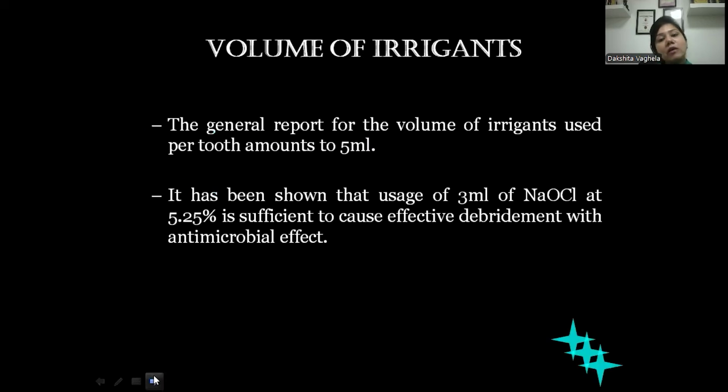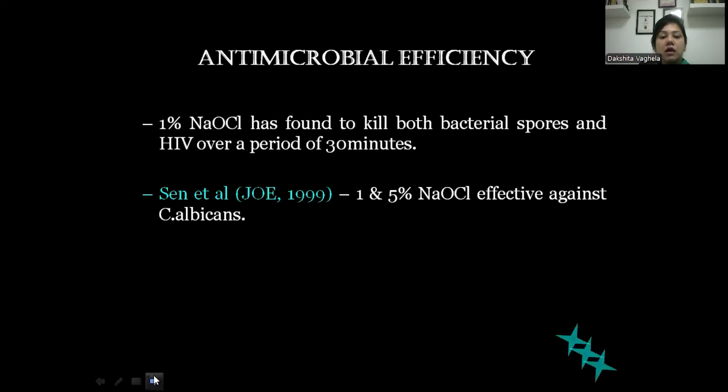So what is the ideal volume of irrigant that should be used? According to the literature, it has been found that per tooth, 5 ml of the volume is adequate, and up to 3 ml of sodium hypochlorite of 5.25% is sufficient to cause effective debridement with antimicrobial action.